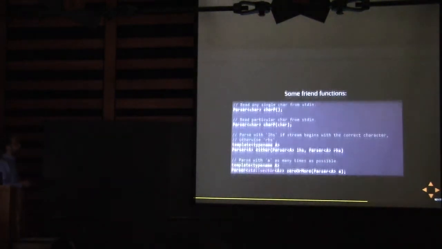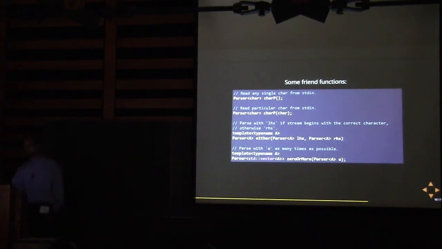All right. So we have some friend functions here that produce parsers, because if you saw on the previous slide, the constructor is private. So read any character from standard input. That's really easy. It just reads one character from standard input and returns that as a result. This one reads a particular character from standard input. And then we have this either thing that combines two different parsers together, the left-hand side and the right-hand side. If the stream begins with the right character for the left-hand side, it'll go ahead and use the left-hand side parser. Otherwise, it'll just use the right-hand side parser. So it gives you a way to combine parsers and use that OR thing. So you're definitely going to have to structure your grammar right in order to work with this parser.